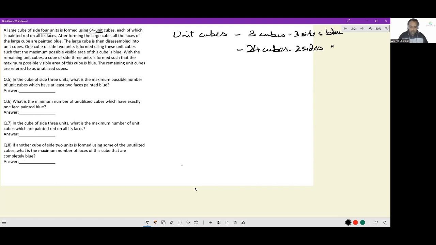Now, on a face, when we remove the cubes on the edges and the corners, we are left with a 2 by 2 matrix. And they will have exactly one side painted blue. And there are 6 faces. So 2 by 2 is 4, and 6 faces, so 6 into 4, 24 cubes will have one side painted blue. And finally, out of 64, 8, 24, 24, 56 cubes have been taken care of. 8 cubes will have 0 sides painted blue, or they will be all red.